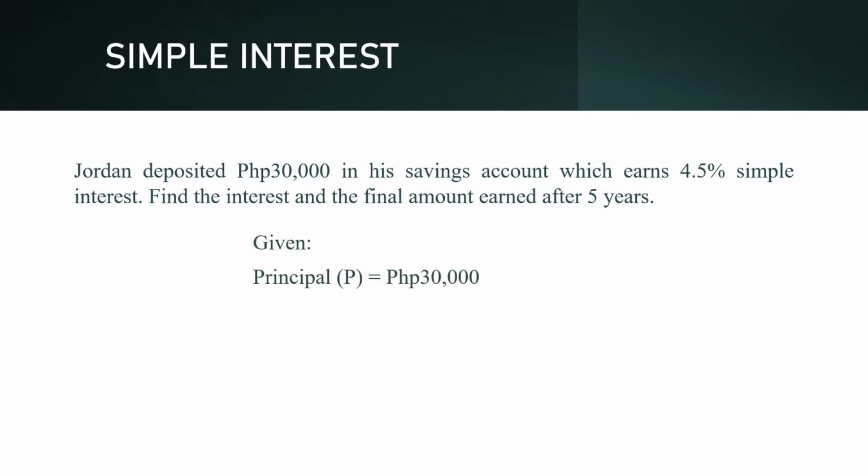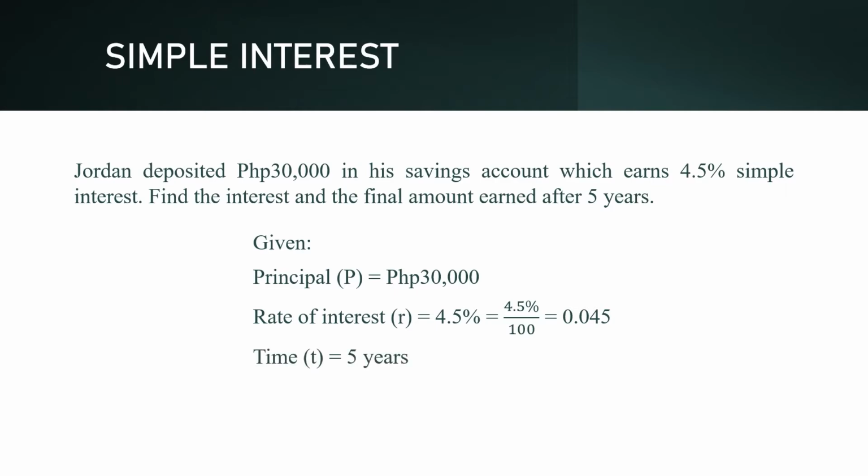From the statement, we can get our given. These are the principal, denoted by a capital letter P, which is 30,000 pesos. Rate of interest, denoted by a small letter R, which is 4.5%. Our goal here is to convert this percentage to its decimal form, so we will divide 4.5 by 100, which gives us 0.045 as our final rate of interest. Finally, our time, denoted by a small letter t, is 5 years. In this problem, we are required to find the interest and the final amount earned.